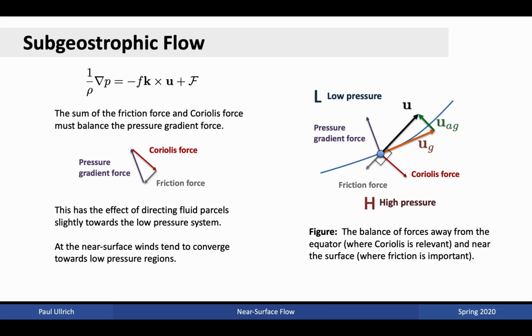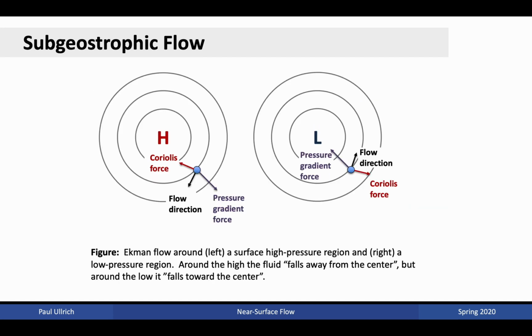Recall back to our discussion of the general circulation. Where were the regions of low pressure? Where were the regions of high pressure? Do these correspond well to the locations of the circulation cells that we know about in the general circulation? I'll give you a chance to think about that.